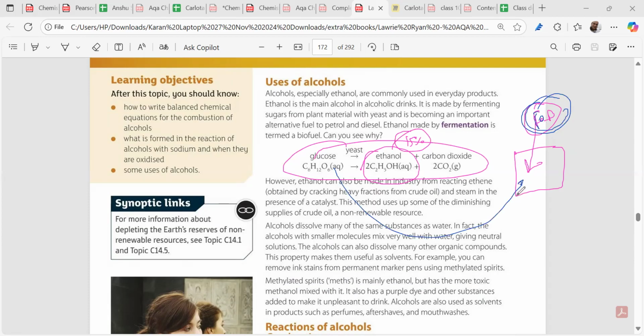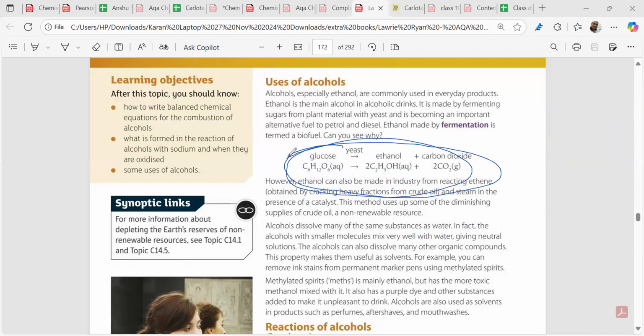Suppose 85 grams is unreacted glucose and 15 grams of ethanol, percentage-wise, is mixed in it, and water is there. So you have to take out the ethanol by separating it by fractional distillation. And fractional distillation will involve electricity, and the burning of coal. So this is very important: the cost of production is very, very high.